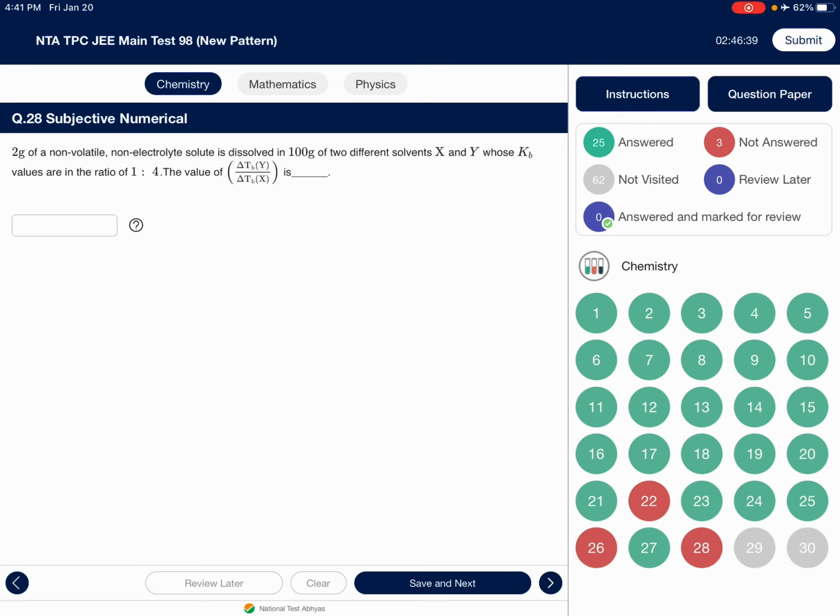2 grams of a non-volatile solute, the Kb value ratio was asked, the value of delta Tb into x by delta Tb into y. What are x and y mentioned? 2 grams of non-volatile non-electrolyte solute dissolved in 100 grams of 2 different solvents. Delta Tb is asked. Delta Tb is equal to i Kb into m. i is not required. Delta Tb is equal to Kb into m. Kb values are given. Kb value is 1. Now 2 grams of non-volatile solute, 100 grams means everything will be the same. So again, delta Tb is 4 to 1. So it will be 4. The easiest question. Can't we do this? Already 5 questions are done. This one gives 4. Okay, let us count ours.